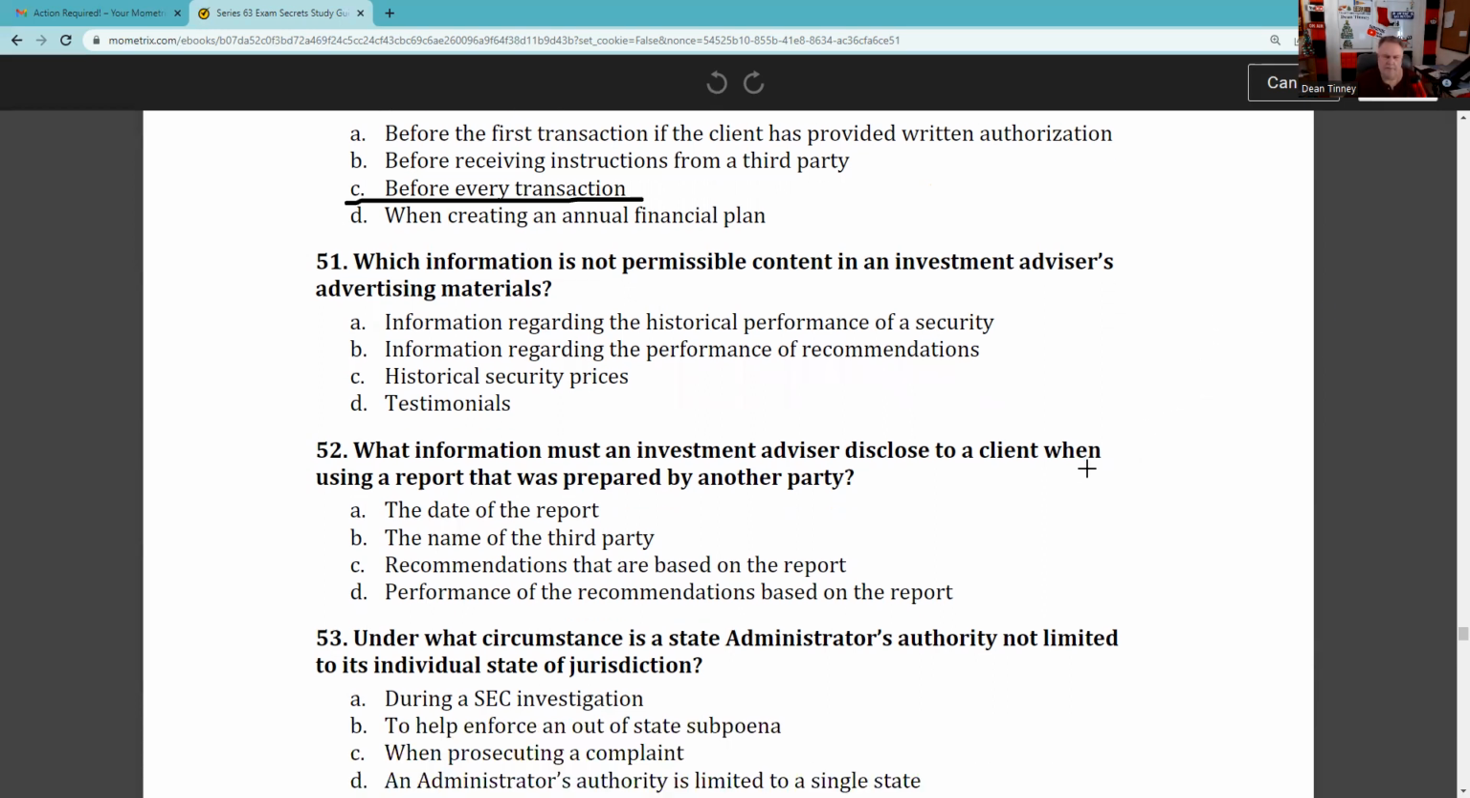51, which information is not permissible content in an investment advisor's advertising materials? They are changing testimonials, so check with your test prep vendor, but this is asking about our advertising materials, promotional materials. So the answer is D.